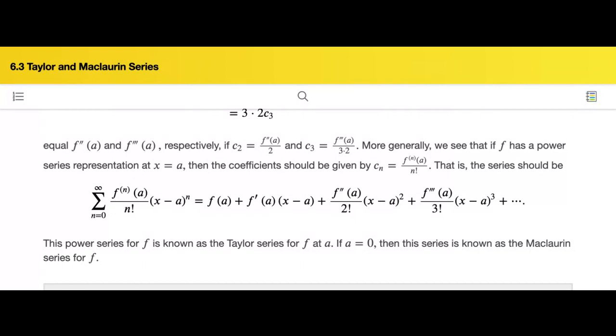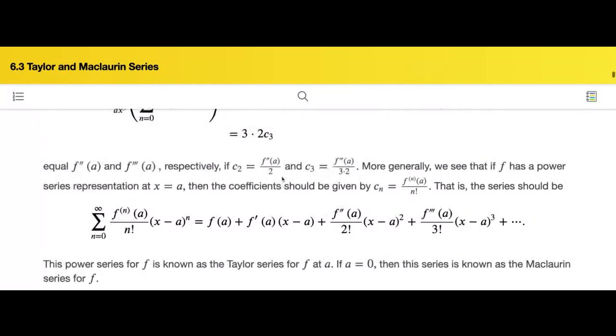So this is a key part of going from a power series to Taylor series or Maclaurin series. Let's go back a little bit.